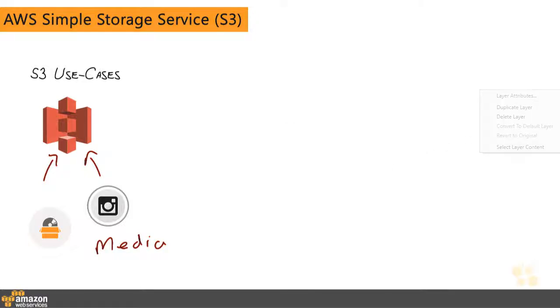Another not so obvious use case is going to be storing AMIs inside of S3. So your Amazon AMIs, your custom images that you use for EC2 instances, get stored inside of S3.